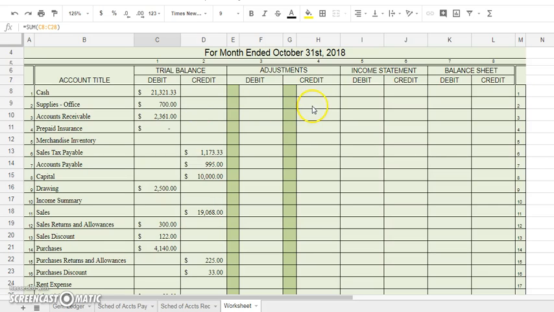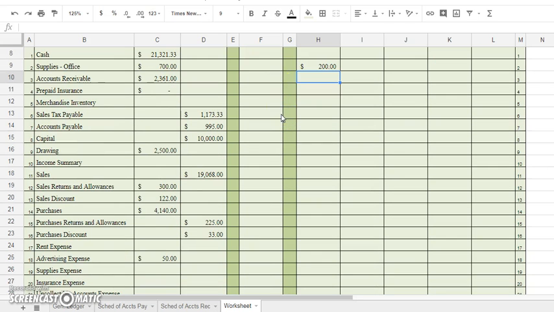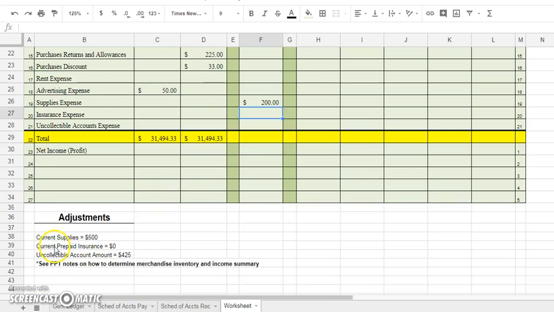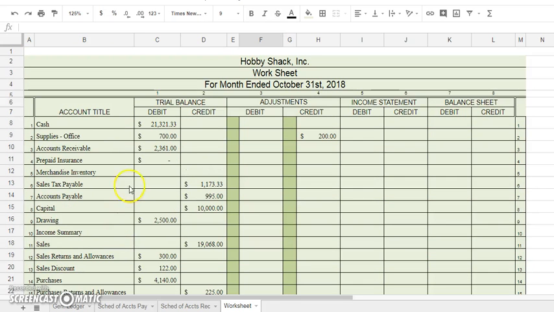So I am going to put that as a credit, $200. That's how much we used. And since I have a credit, I must have a debit as well. So I'm going to go down to the supplies expense category and put a $200 debit there. All right, a little bit further down, it says prepaid insurance. It still equals 0, and I did not have any prepaid insurance, so I actually don't have to do anything with this one. If I did, I would do it the same way that I did the supplies.